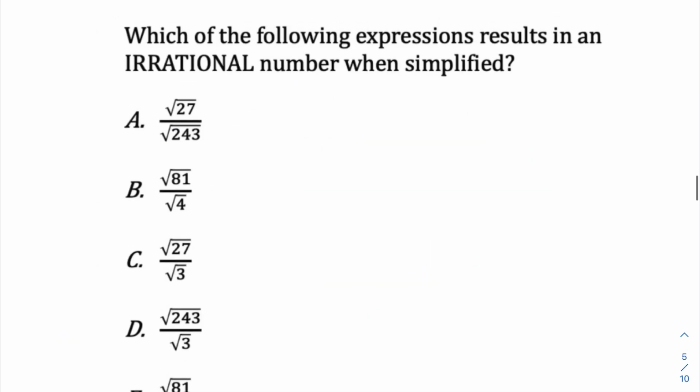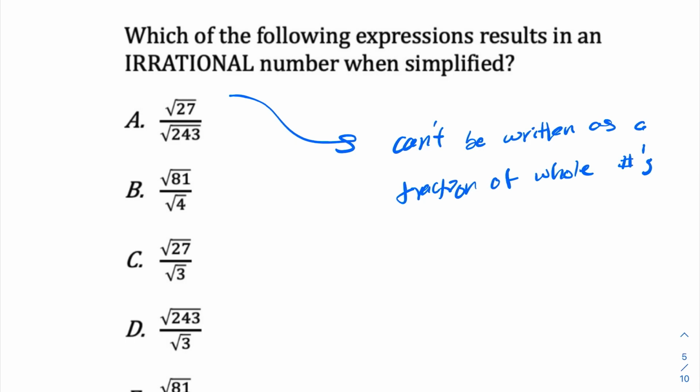Next problem type is about rational or irrational numbers. So which of the following expressions results in an irrational number when simplified? Remember that an irrational number is just a number that can't be written as a fraction of whole numbers, okay? So a fraction of whole numbers like 3 over 4, this is rational. 5 over 6, that's rational. 16 over 22, that's rational. 1 over 3 is rational.